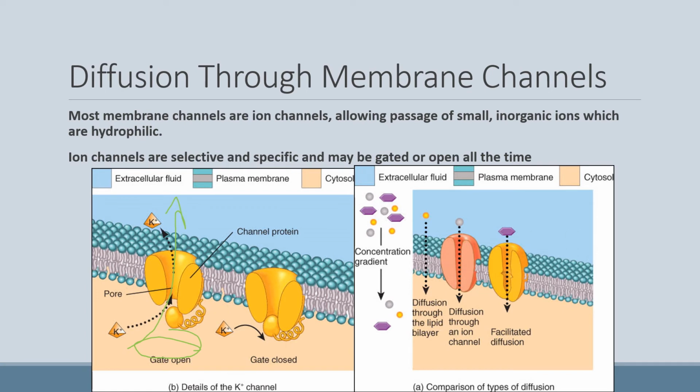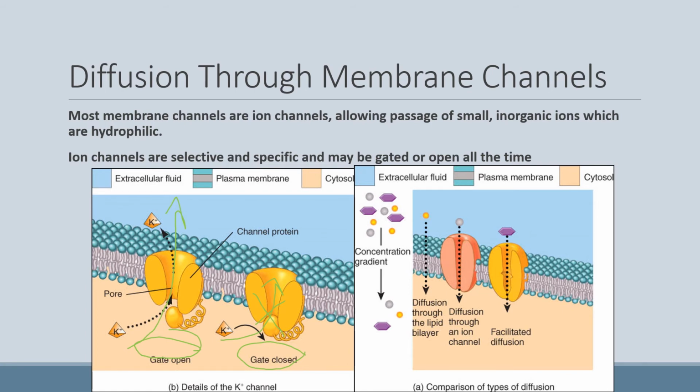The gate can also be closed, which would prevent the movement of potassium in and out of the cell. So it wouldn't allow movement through this particular channel. Again, it could be opened or closed depending on various types of stimuli and what the cell wants to really accomplish in this given situation.